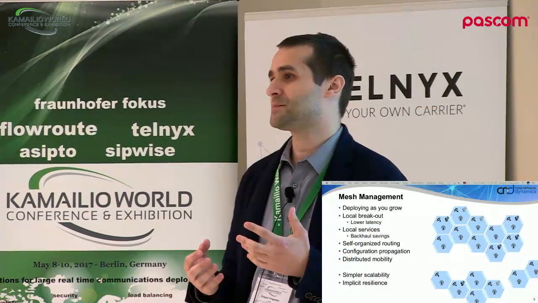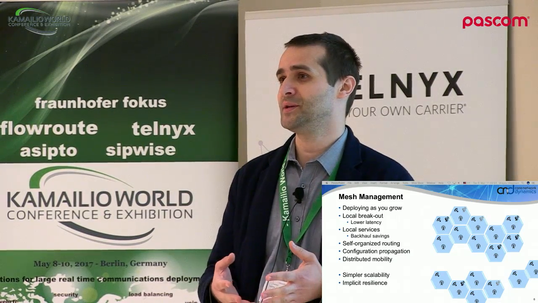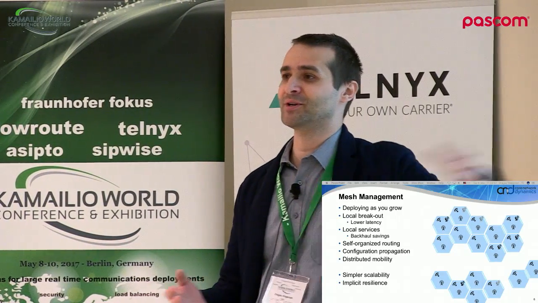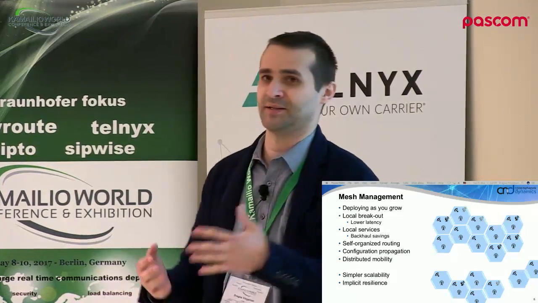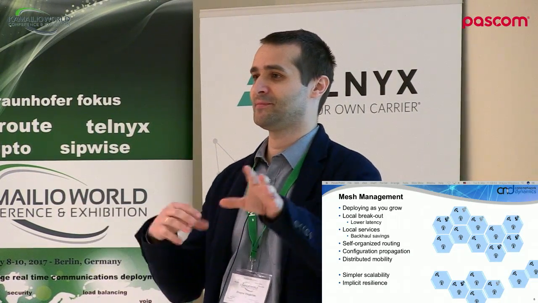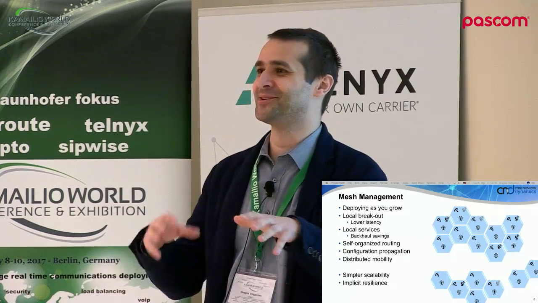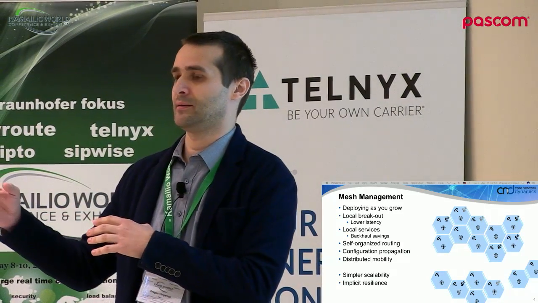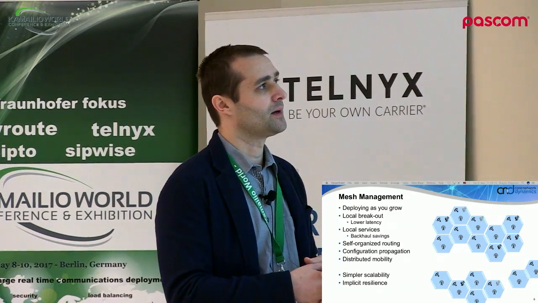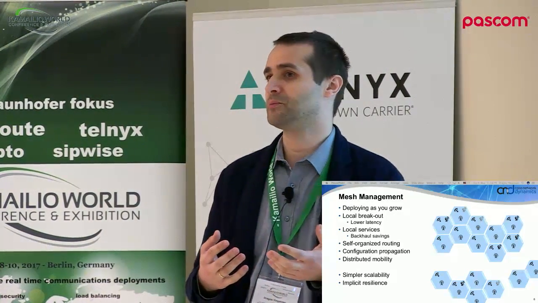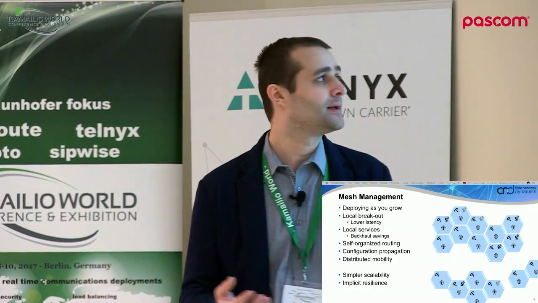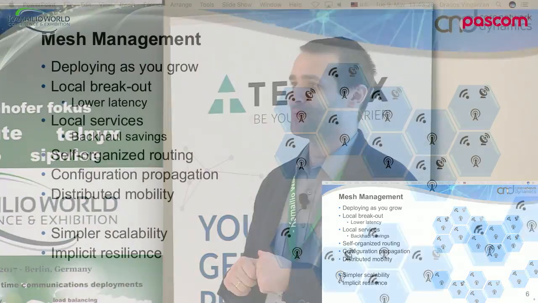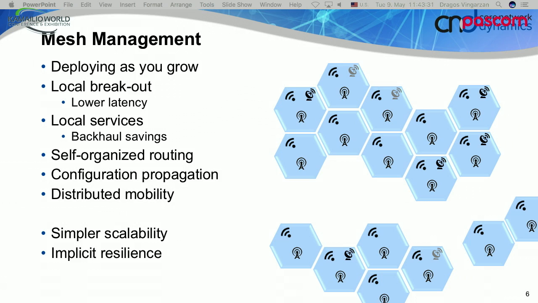Then you have this local breakout at the cell, which means you have proper low latency. You're not going halfway around the country just to have breakout and then coming back. Let's say you have a sensor and then you have an actuator, keeping with the IoT trends. You don't have to go with the signaling between those two halfway around the country just to come back and do the operation. So you can keep latency low. You have local services, so it's practical now to deploy these things over a satellite. For this to work, though, you have to figure out how to make routing self-organized. So that's where the mesh comes into play.